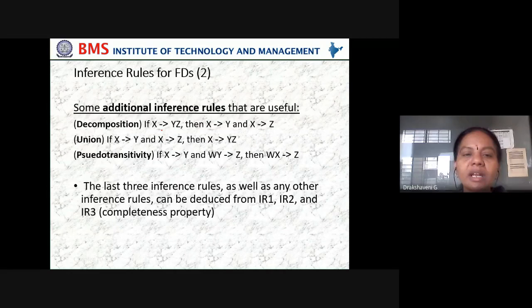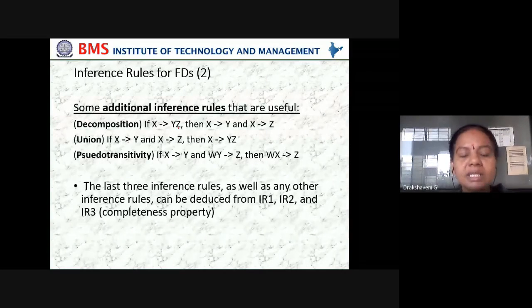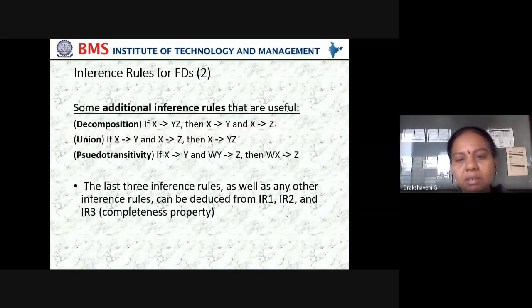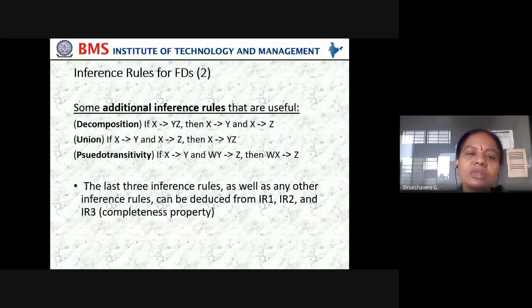So let us assume that USN, say 1TD10, is Rashmi. Is USN functionally dependent on name? Yes. Is it not functionally dependent on DBMS marks? Yes. I have split it: USN determines name, USN determines DBMS marks. Is it not the same? Yes. So that is what is called a decomposition.